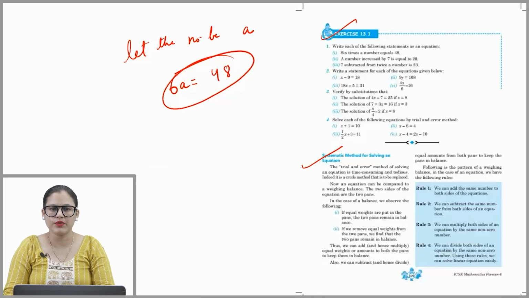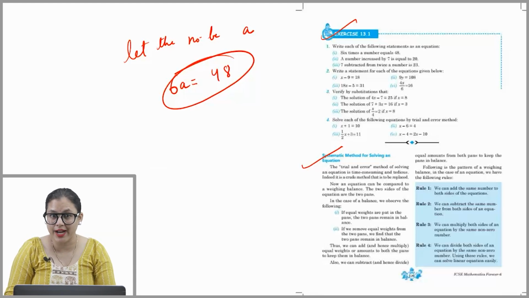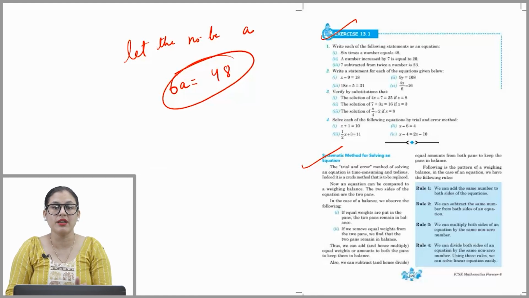Next, systematic method for solving an equation. The trial and error method of solving an equation is time consuming and tedious. Indeed, it is a crude method that is to be replaced. Now an equation can be compared to a weighing balance. The two sides of the equation are the two pans.